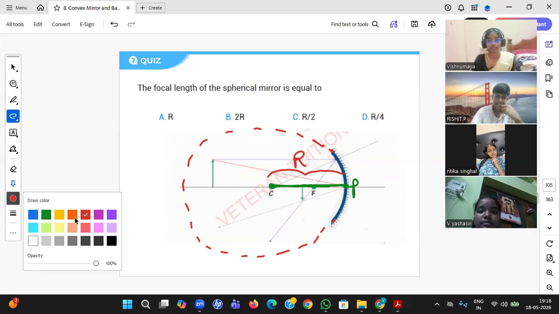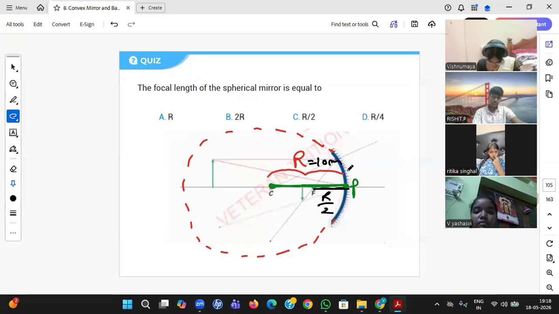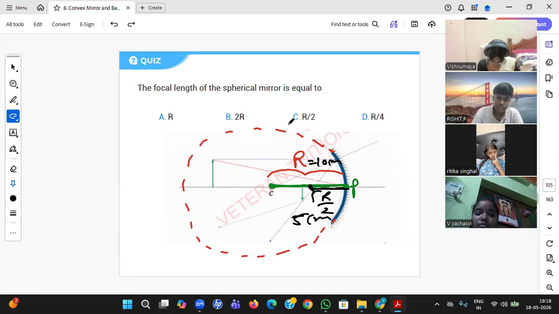Now, what is focal length? Focal length is nothing but the distance between focus and pole. So this will be exactly half, R by 2. Or else you can say, center of curvature to pole, if it is 10 centimeters, this will be 5 centimeters. Your focal length will be exactly half of the radius. Your focus will be exactly half of the distance between center of curvature and pole, or half of the radius of curvature. So your answer should be C, R by 2.